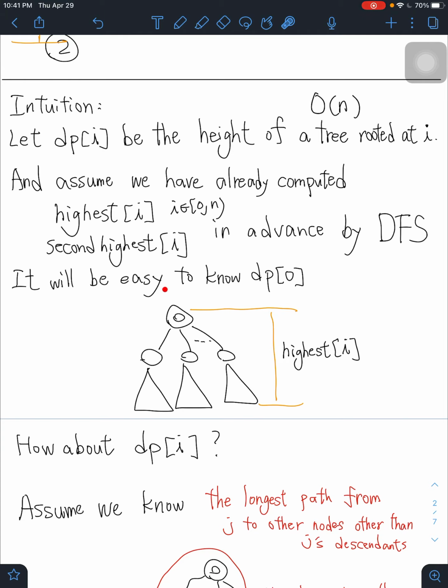So it will be very easy to know a simple case like dp[0]. We can just use highest[i] because this tree is already rooted at 0. Among the children of 0, we can only have highest[i] from 0 to 1 of each child, and for example in this case, you can go through the rightmost child to get the highest[i].